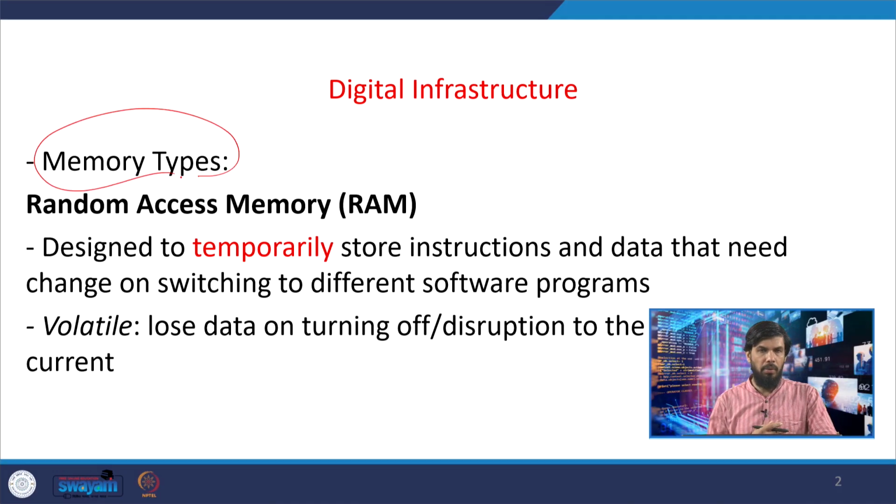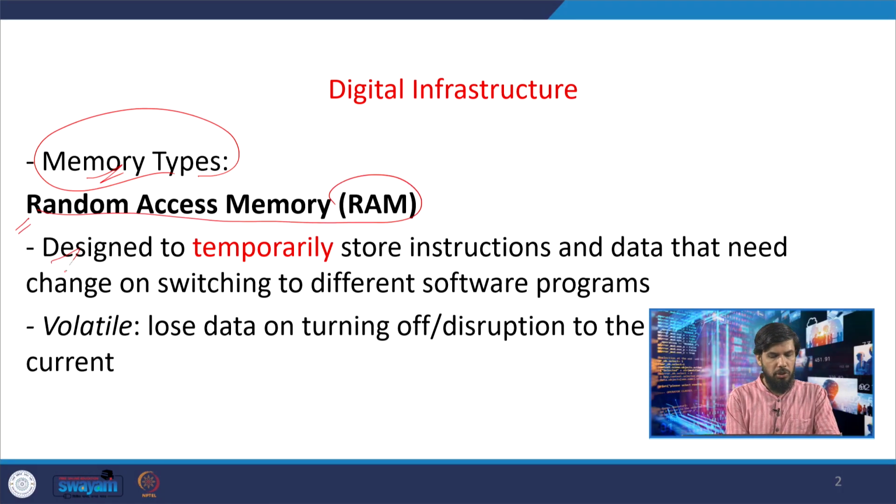Earlier we talked about the memory and the bit and byte in the last few minutes of the sessions, and so let's now talk about the different types of memory that are there in a computer. The first one is random access memory, RAM.